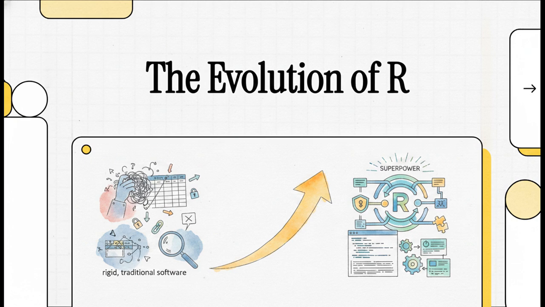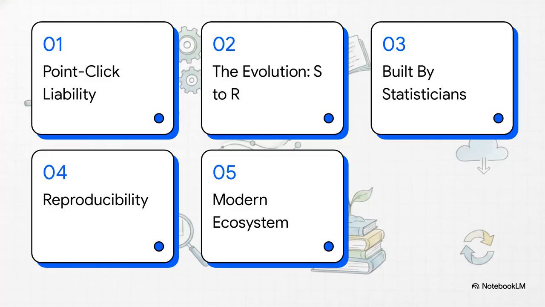Today, we're diving into the really fascinating evolution of the R programming language. We're going to take this journey together from the very real limitations of those closed point-and-click tools all the way to the absolute superpower of reproducible data science. All right, let's take a quick look at our roadmap for today. We're going to cover the point-and-click liability, trace the evolution from S to R, look at why being built by statisticians actually matters, dig into the reproducibility revolution, and wrap up with the modern ecosystem.